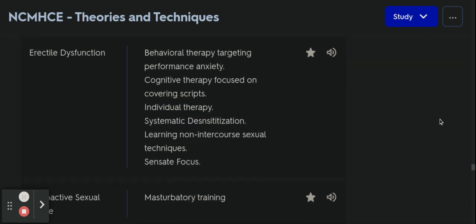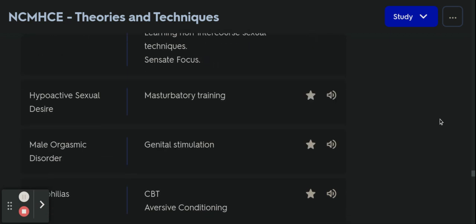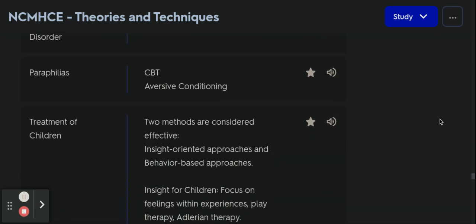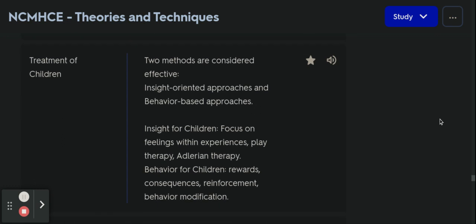Erectile dysfunction: behavioral therapy targeting performance anxiety, cognitive therapy focused on covert scripts, individual therapy, systematic desensitization, learning non-intercourse sexual techniques, sensate focus. Hypoactive sexual desire: masturbatory training. Male orgasmic disorder: genital stimulation. Paraphilia: cognitive behavioral therapy, aversive conditioning. Treatment of children: two methods are considered effective, insight-oriented approaches and behavior-based approaches.